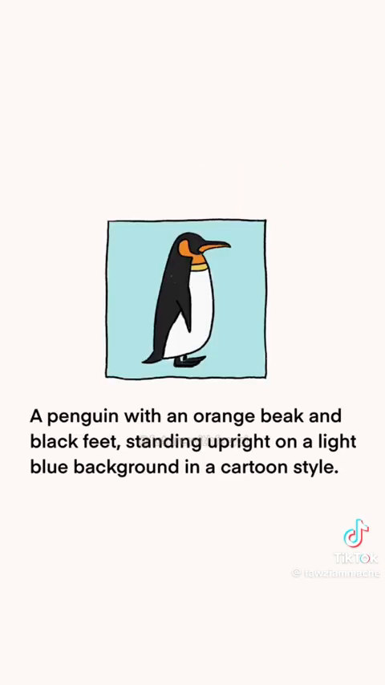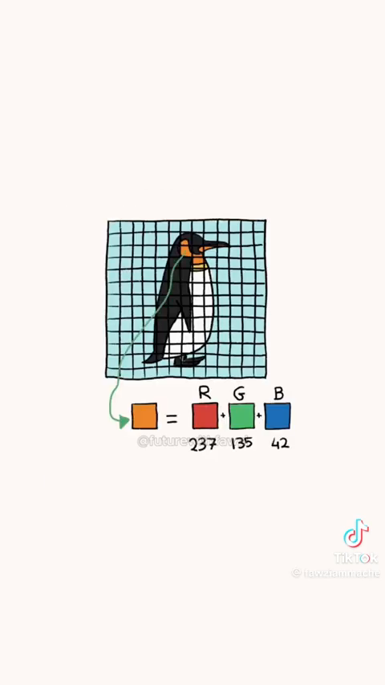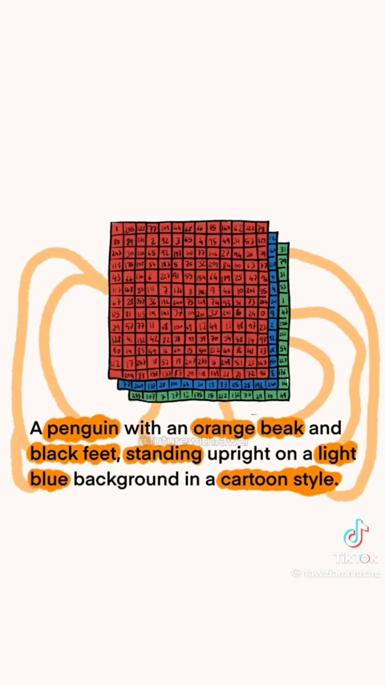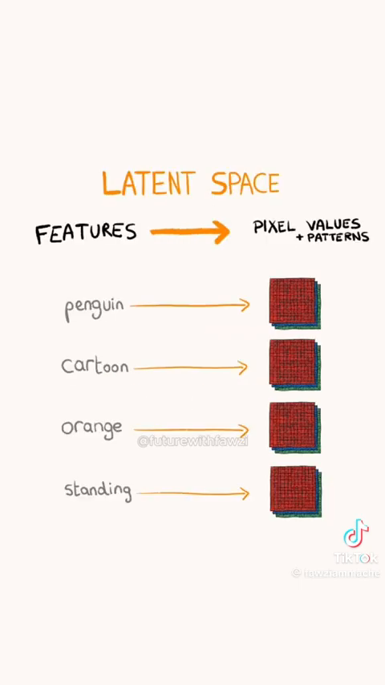These models are trained on billions of images with text descriptions. But machines don't see images like we do. They see them as grids of pixels, and each pixel is represented by 3 numbers for red, green, and blue. When you train an AI model on billions of images, it starts recognizing what words are associated with which pixel patterns and values. This creates a multi-dimensional map called the latent space, and it maps specific features like a shape, artistic style, or color to their pixel values and patterns.